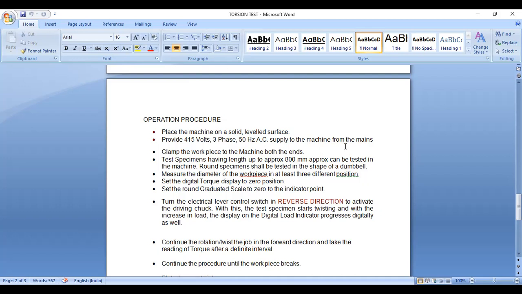Clamp the workpiece in the machine at both the ends. Test specimens up to approximately 800 millimeters in length can be tested in the machine. A round specimen shall be tested in the shape of a dumbbell. Measure the diameter of the workpiece at at least 3 different positions.